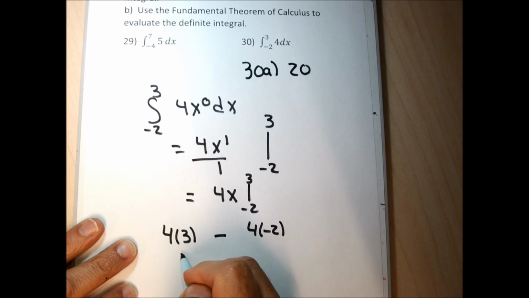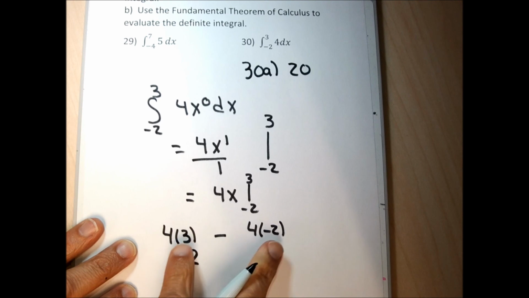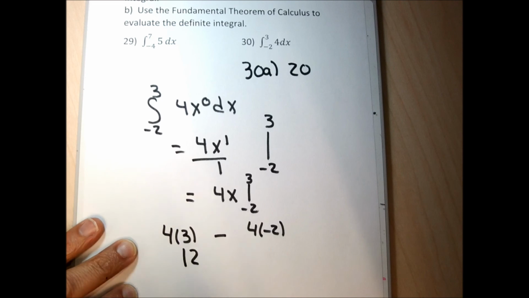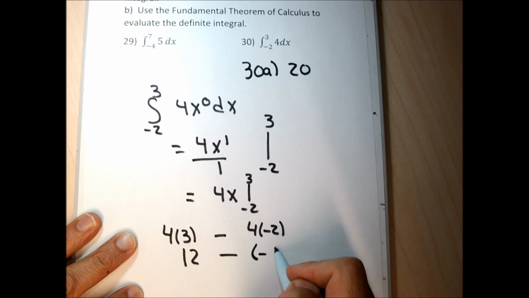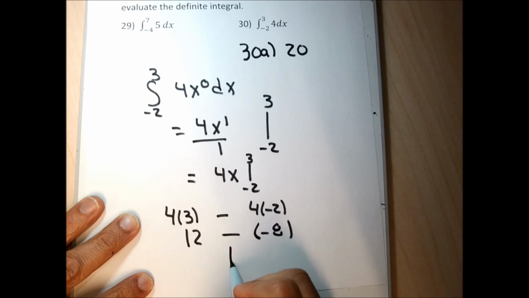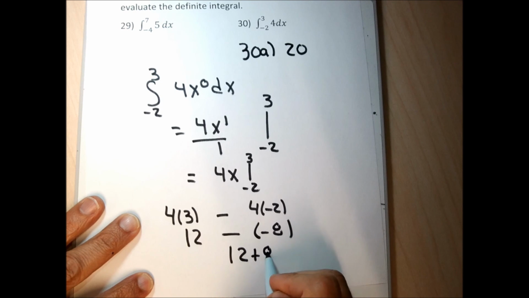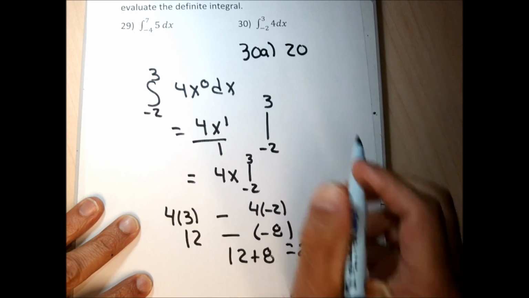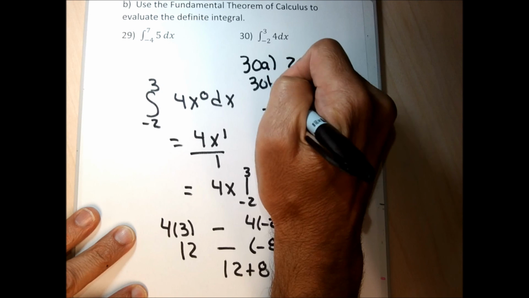4 times 3 is 12. I'm not putting these in extra parentheses because they're just monomials. They don't need an extra parentheses. So I get 12 minus -8. The double negative goes plus. I get 12 plus 8, which is 20. So my answer to 30B is 20.